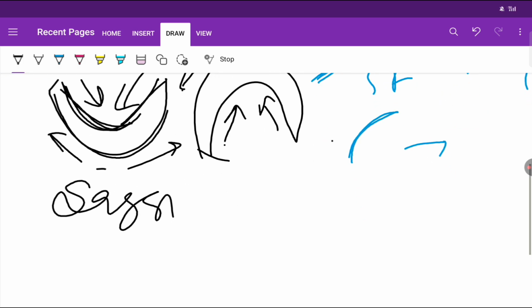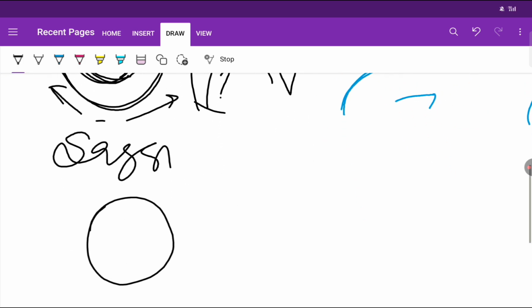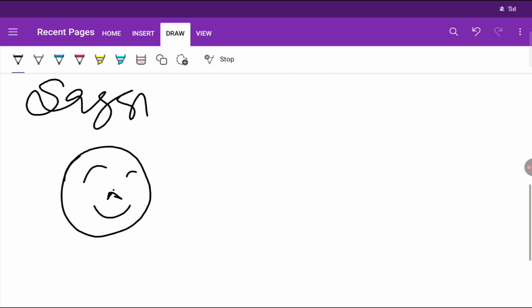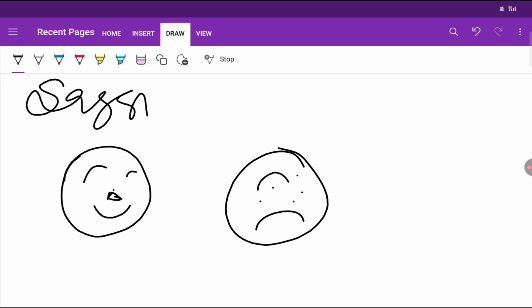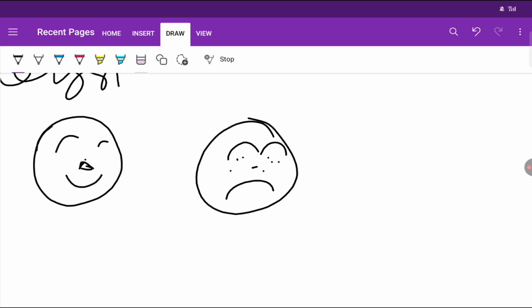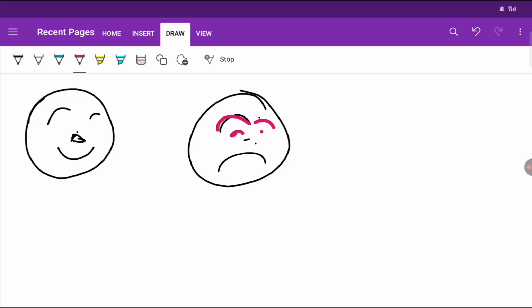If I consider this as a face, this is our happy face, but here it is our sad face. So this is called sagging, and this is called hogging.